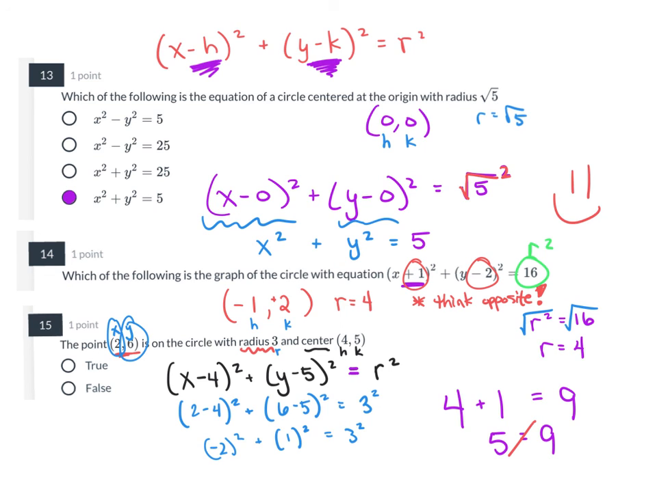So 5 does not equal 9. It's not true. That point is going to have a radius that's not equal to 3. So no, it's not true. Another way to say it's not true is to say that it's false.